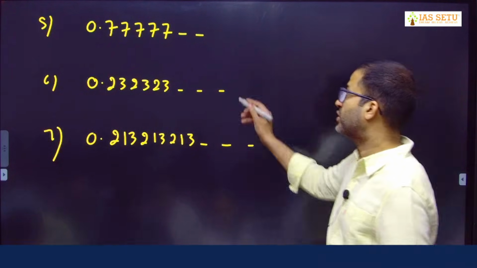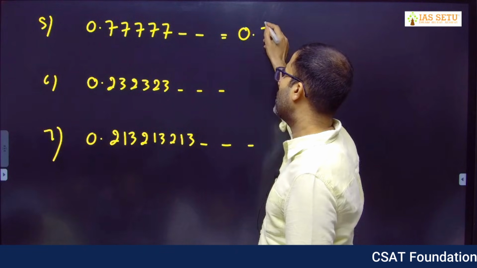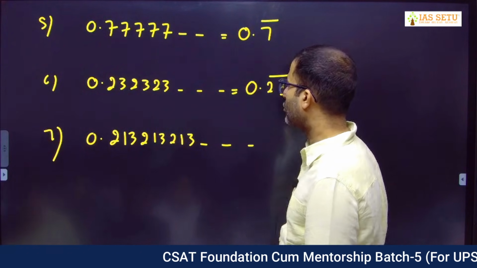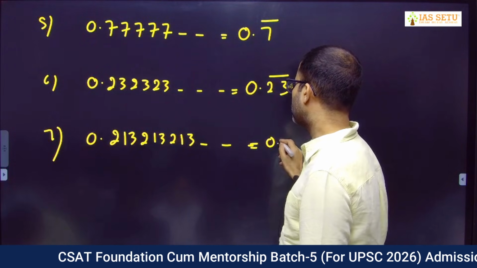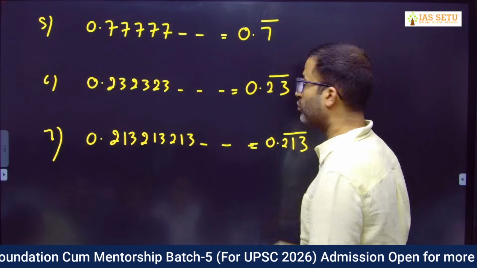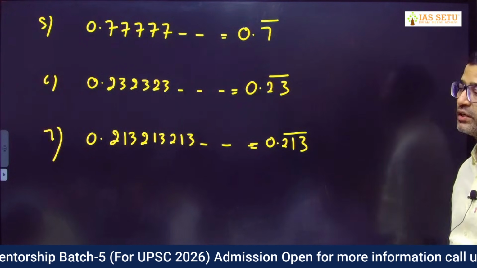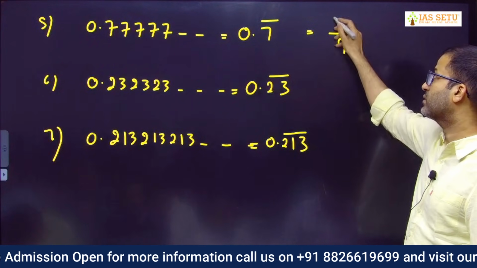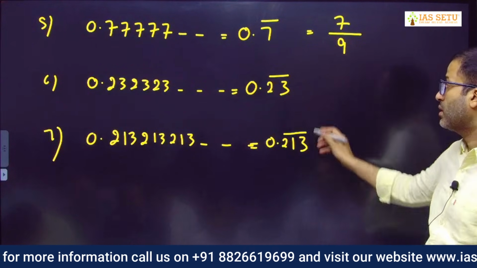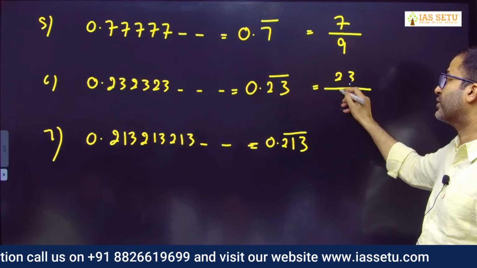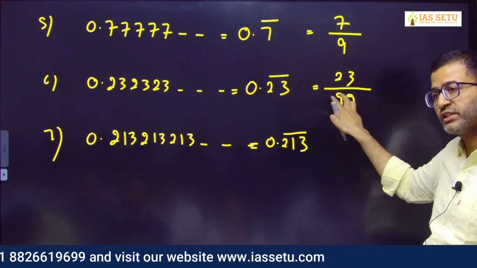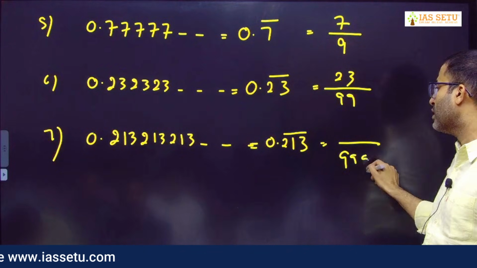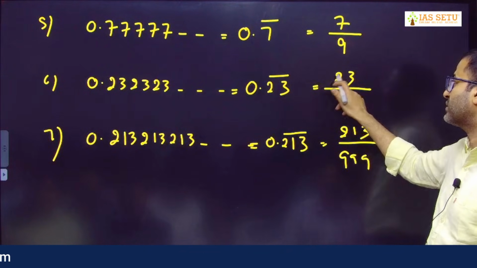Now the first question is 0 point bar on 7. This is 0.23 with bar on 23. This is 0.213 with bar on 213, 213 reoccurs again and again. So this is one digit in the bar, 7 by 9. Here this is 23 upon 99. There are two digits, so double 9. In this case, there are three digits in the bar, triple 9. So numerator, the number as it is, the number as it is.